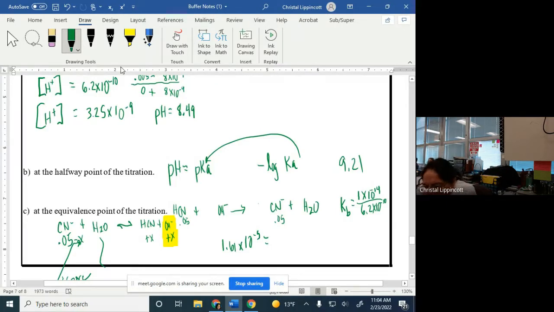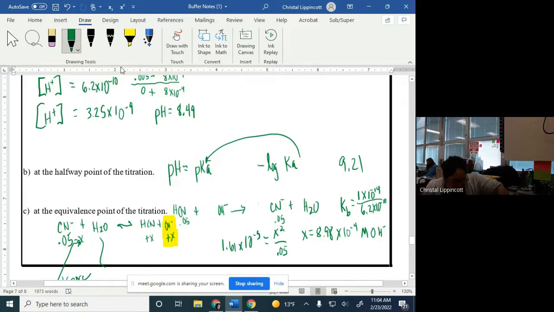Equal to, I've got a nice table over here, X squared over 0.05. So then I multiply by 0.05, then I take the square root, and I'm going to find that X equals 8.98 times 10 to the minus 4. What is that? Concentration of OH minus. Right, that's my molarity of OH minus.